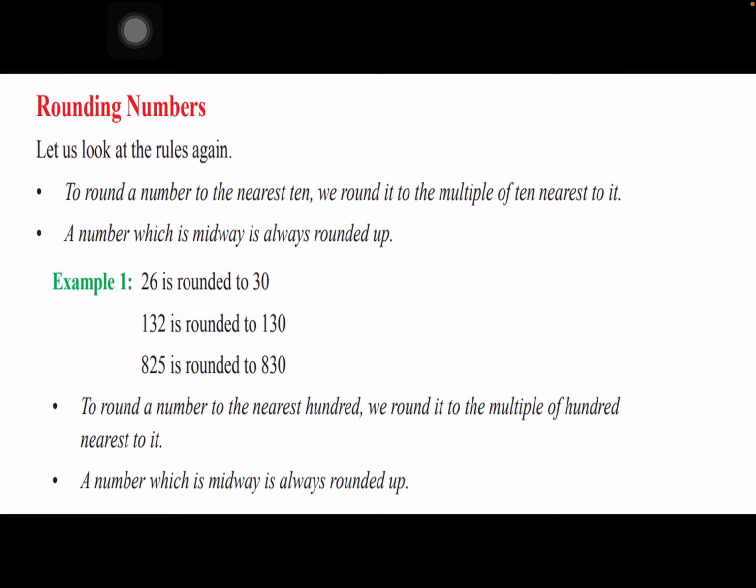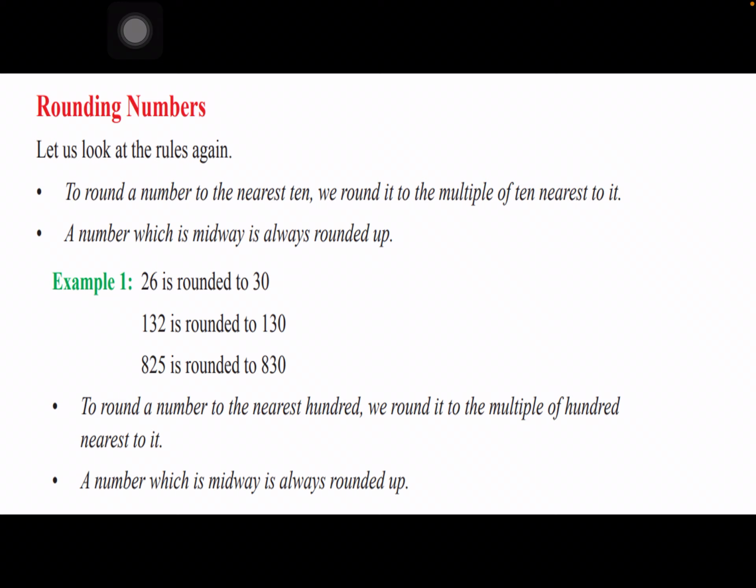Next is 132. 2 is your reference number. It is smaller than 5, so you don't change the tens. You make the 2 a 0. The answer is 130. Next is 825.